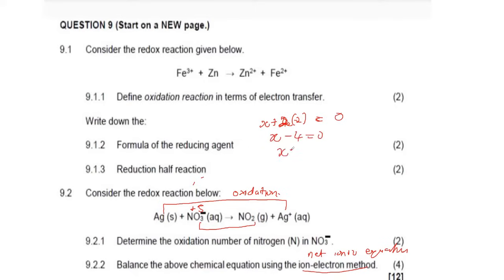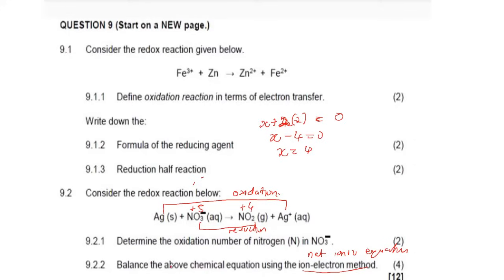So this is X equal to 4. Now, nitrogen here has an oxidation number of 4, but nitrogen here has an oxidation number of +5. From this, we can see that this is a decrease in oxidation number, right? So what is this? Reduction, because of the decrease in oxidation number from +5 to +4, right? So we are confident with that.